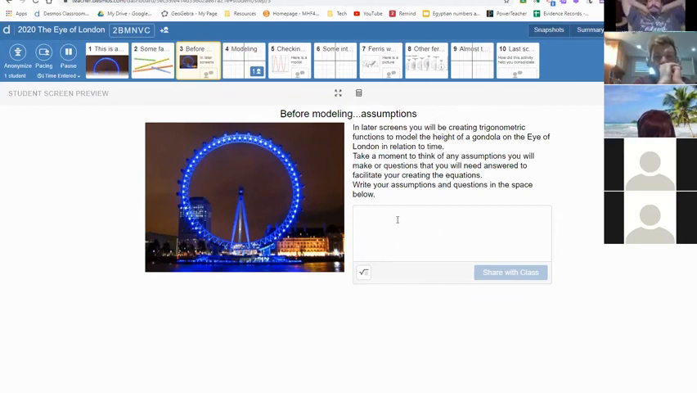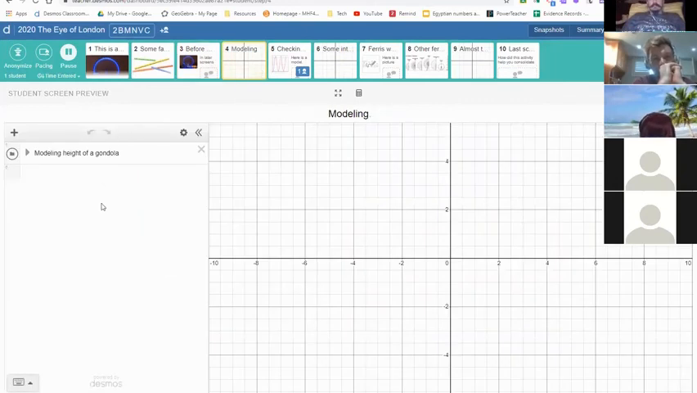So here you're going to think of what assumptions you are making. Does it begin here? Does it touch the ground? Do you think the gondola begins here? What are you thinking? Okay, and I can see somebody's already there. Sarah, who is very active very quickly. Not to be mean.